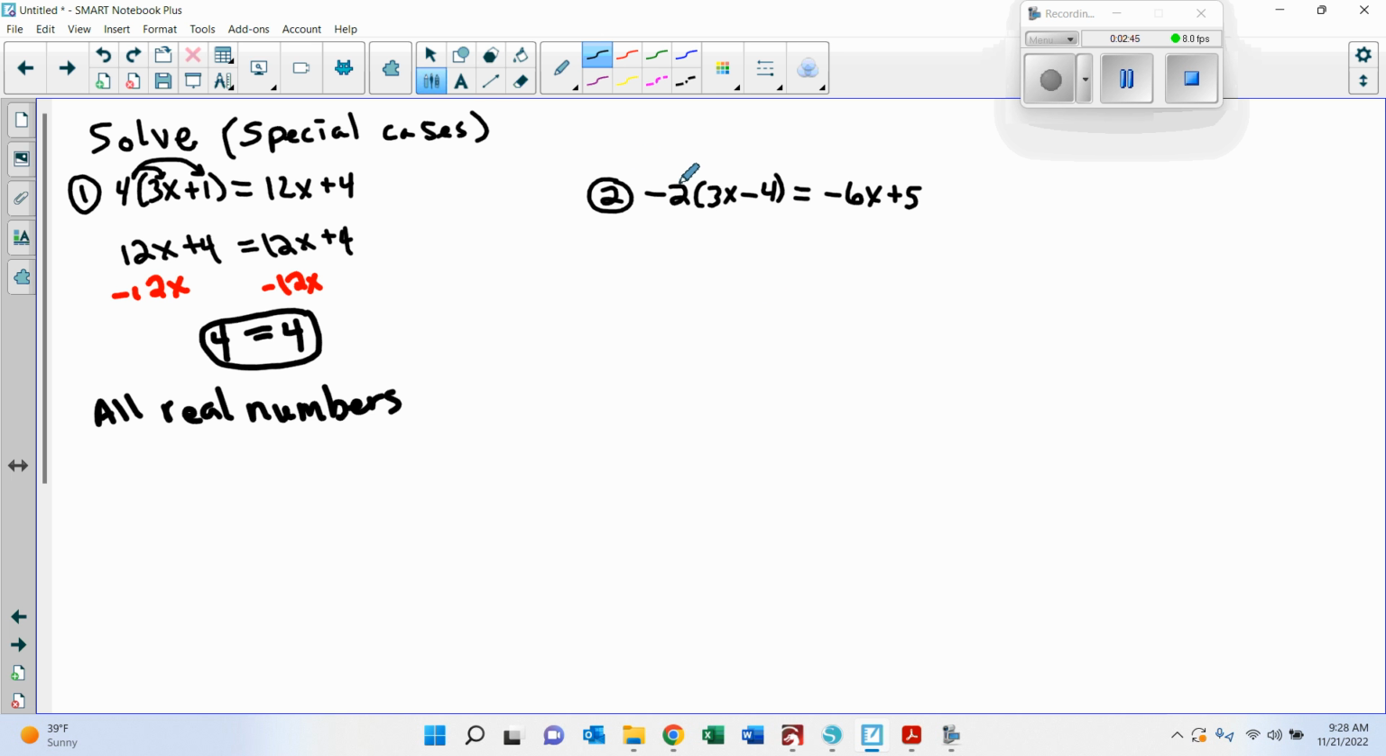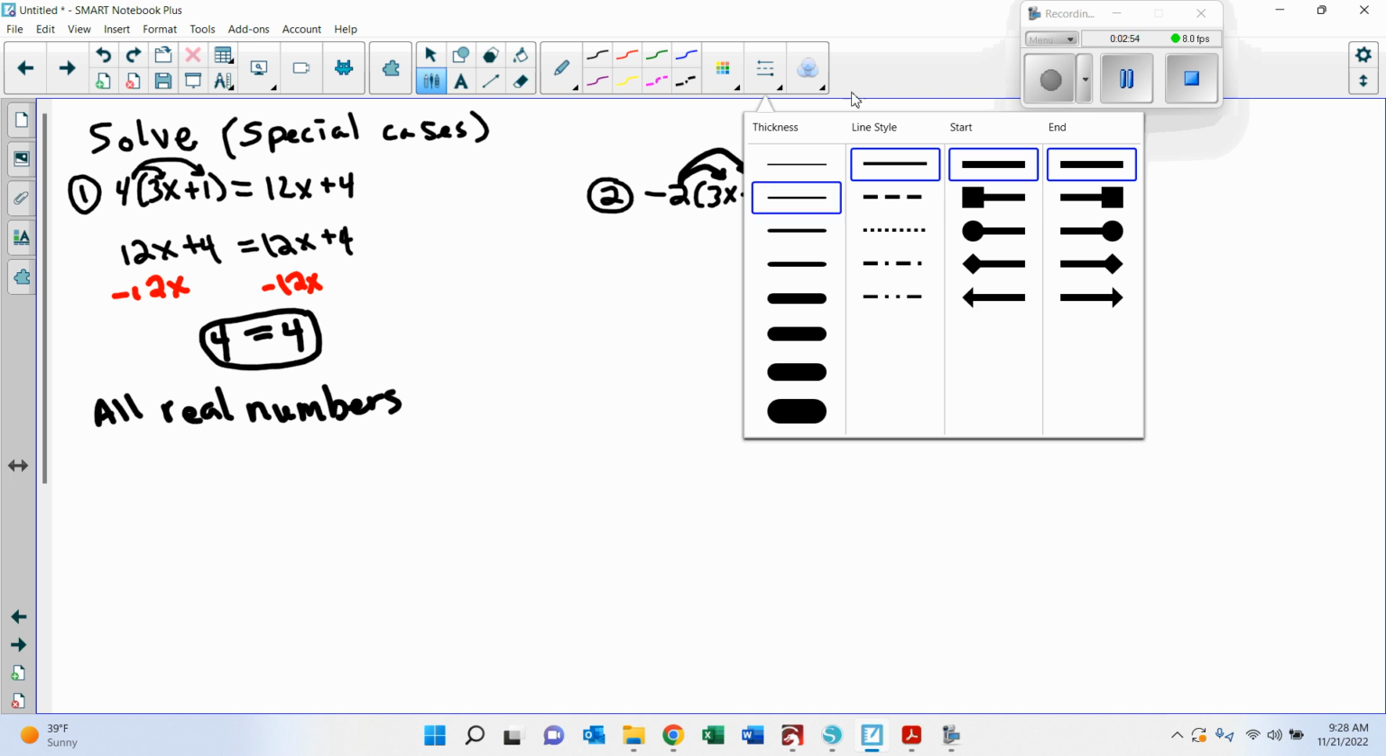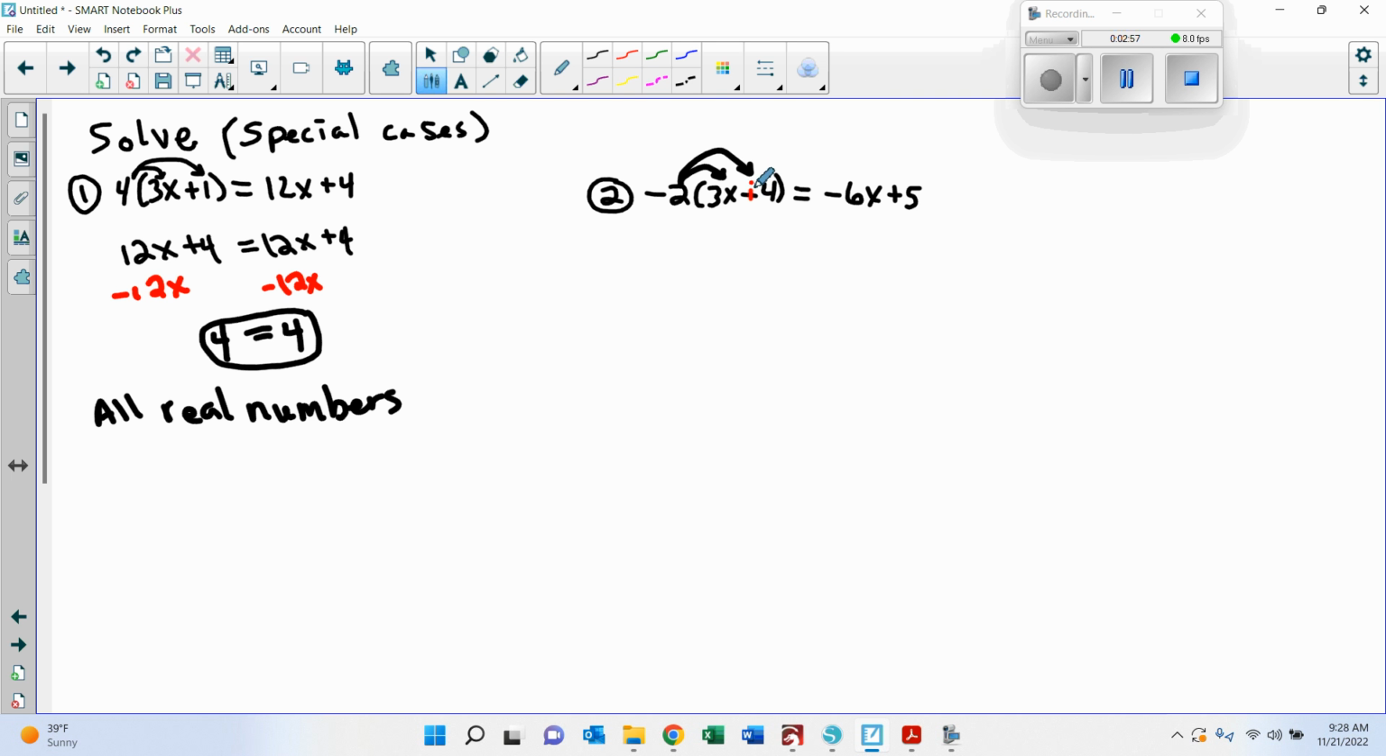On number 2, same thing. I notice I've got to distribute on the left. I'm going to make sure I change this to add the opposite so I don't mess up my signs, and I get -6x plus -2 times -4, which is 8. That equals -6x plus 5. So it seems like the same as the last one, but let's see what happens.